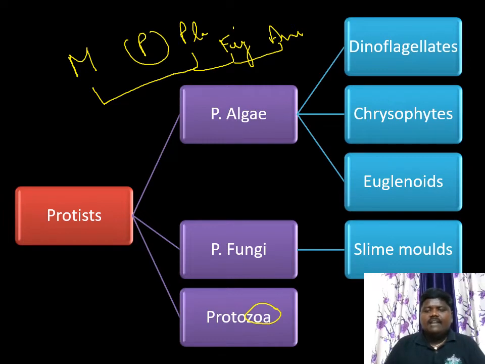Again, the protistan algae are divided into types like dinoflagellates, chrysophytes, euglenoids, and slime moulds. And protozoans are further divided based upon their way of locomotion, like whether they are ciliated or flagellated, or they are moving through their amoeboid nature. We can see them one by one in the forthcoming slides.